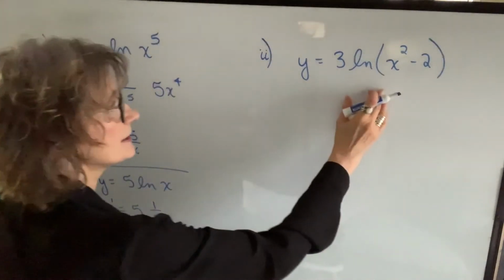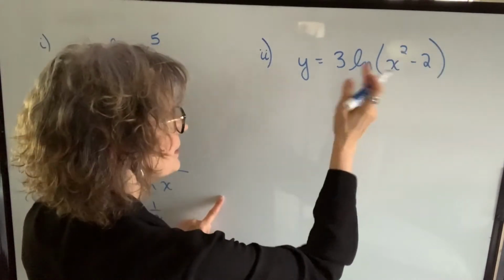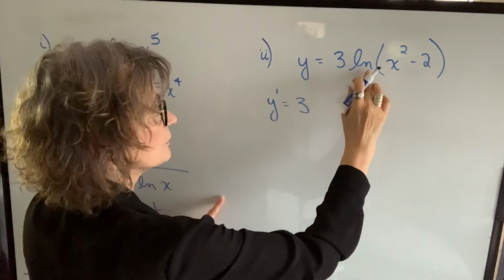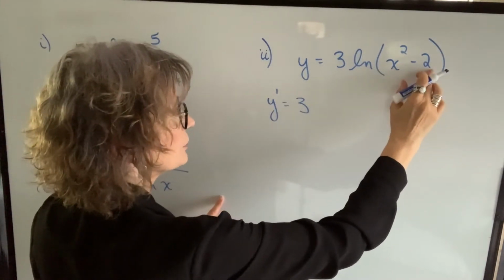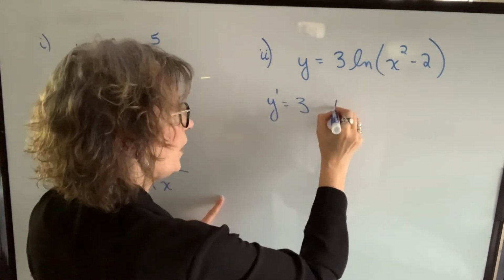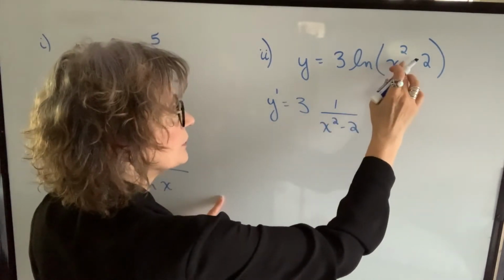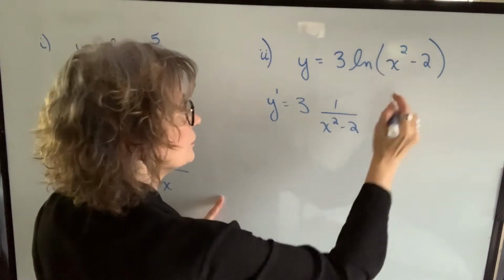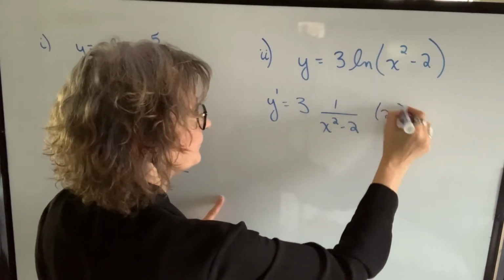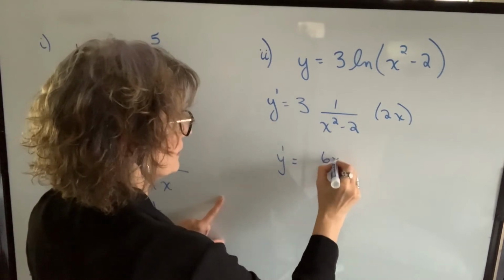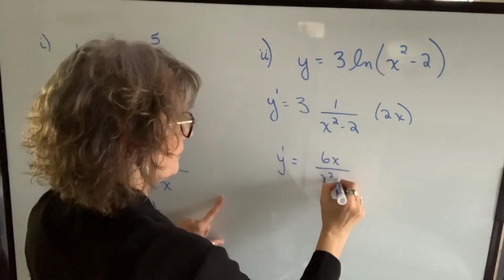Let's take a look at the next example. Here there's no properties I can use. I'm just going to differentiate this. 3 times the derivative of natural log of x squared minus 2 will be 1 over x squared minus 2, then multiplied by the derivative of x squared minus 2, which is 2x. So my final result will be 6x over x squared minus 2.